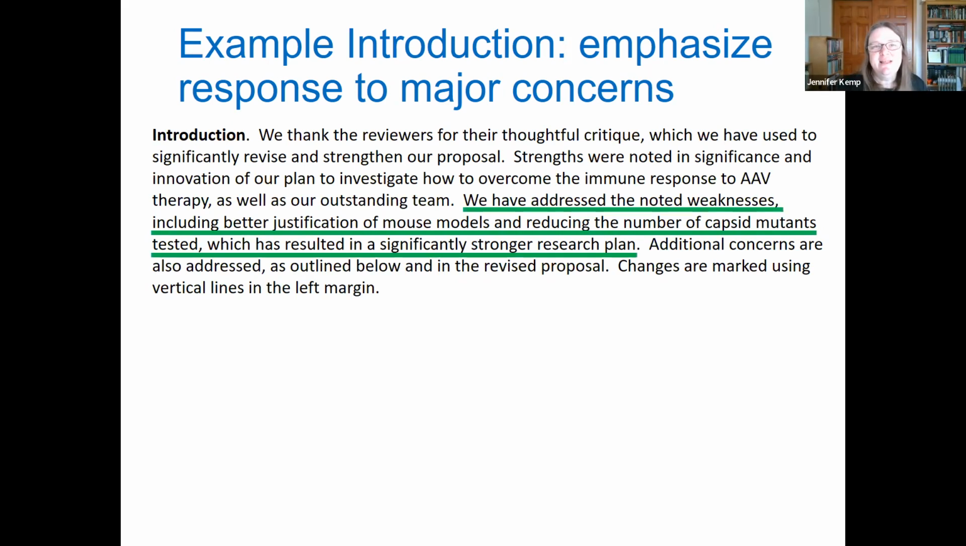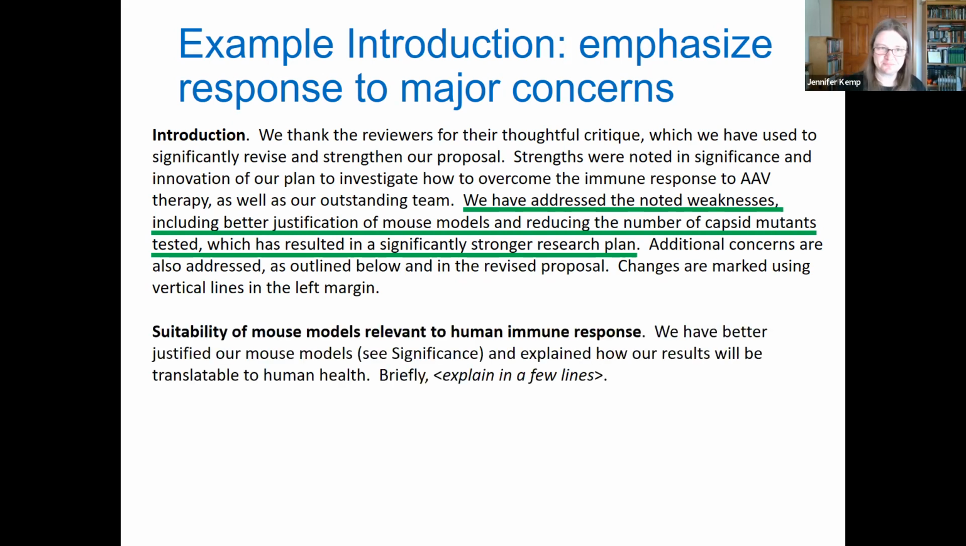So, okay, this sentence that I've underlined in green, where you address the weaknesses, I think is the most important point in this opening paragraph. And so now we'll scratch this last sentence officially. And then when you start the point by point, you could open with suitability of mouse models relevant to human immune response and say, we've now better justified our mouse models, and then in parentheses, see significance. So that tells them where to go for this new information. And we've explained how our results will be translatable to human health.